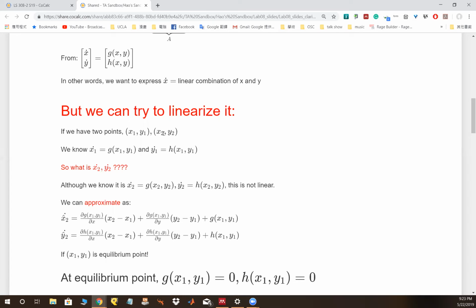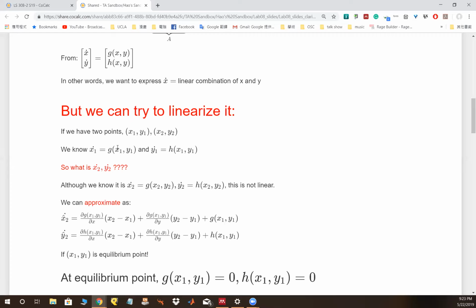Okay, so what is this? They're primes here. You can say, oh, simple, right? It's just followed by this equation. So I just put g of x2, y2, or y2 dot, just h of x2, y2. That is simple, right? However, this is not what we're looking for.